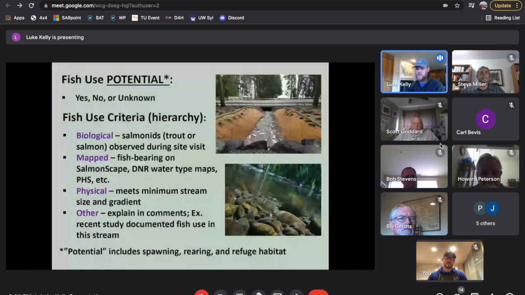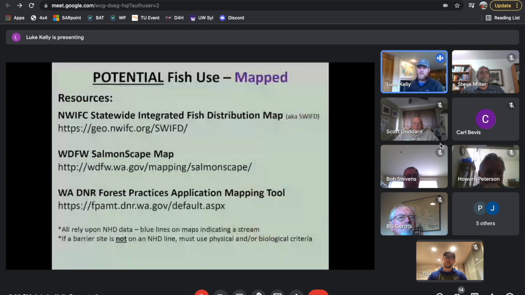So we get into some resources here. The protocol does call out the second one, the DFW Salmonscape map. The very first one is kind of my go-to, NWIFC, the Northwest Indian Fisheries Commission, and we call it the Swifty map, which is the statewide integrated fish distribution map. This is great and basically has just as much data, if not more, than the DFW Salmonscape map. For our purposes, you could trade one for the other. Either one is perfectly good, and I'll show some examples of that.